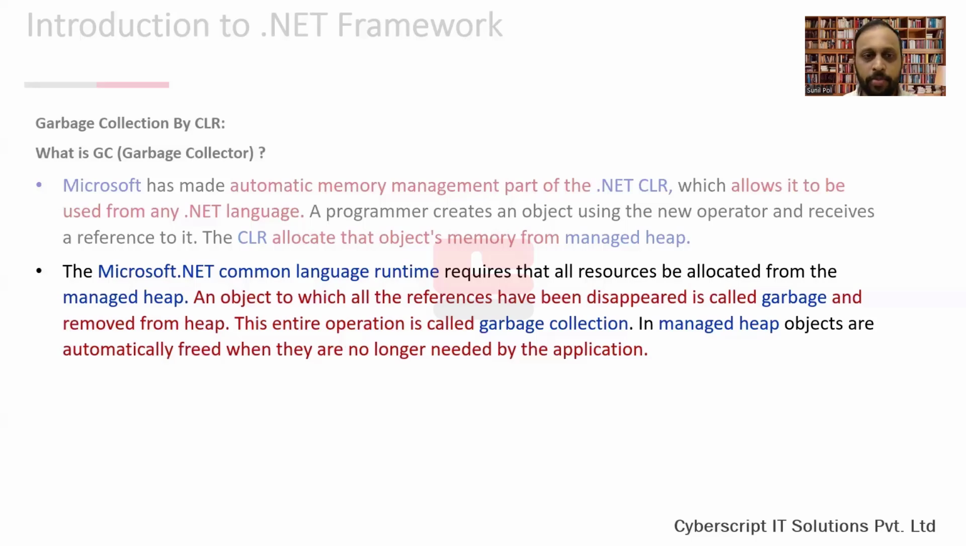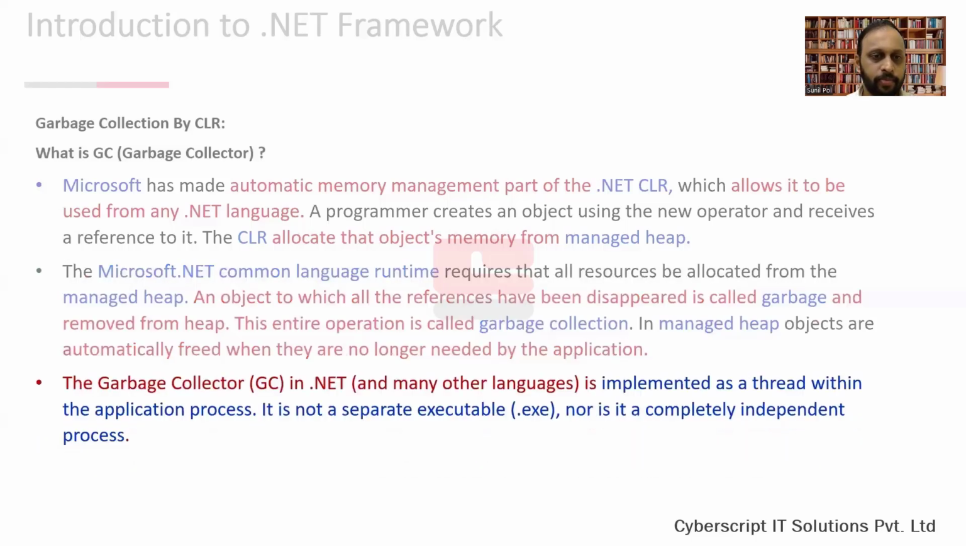In the managed heap, objects are automatically freed when they are no longer needed by the application. The garbage collector in .NET is implemented as a thread within the application process. It is not a separate executable, nor is it a completely independent process. So as we have already discussed, it is a part of the application process only. So it works as a background thread.